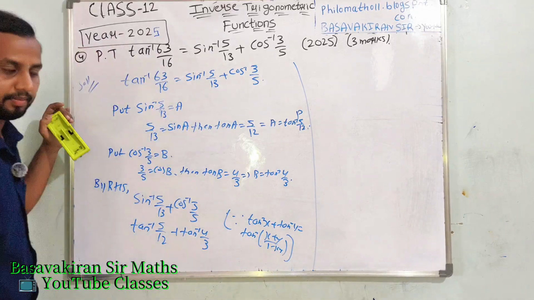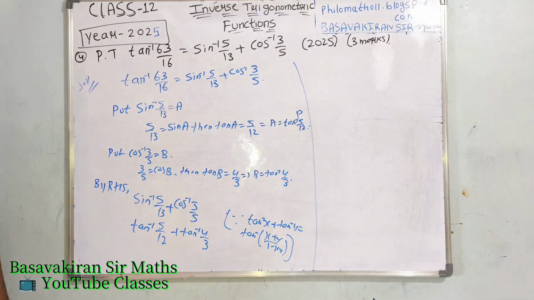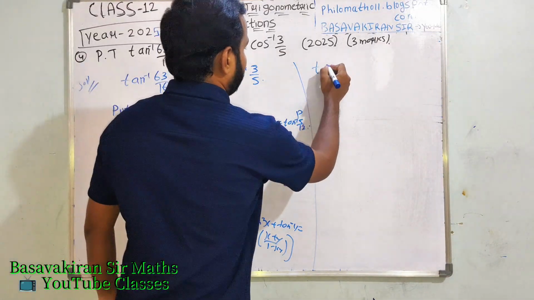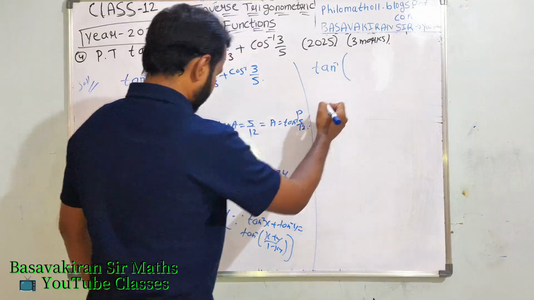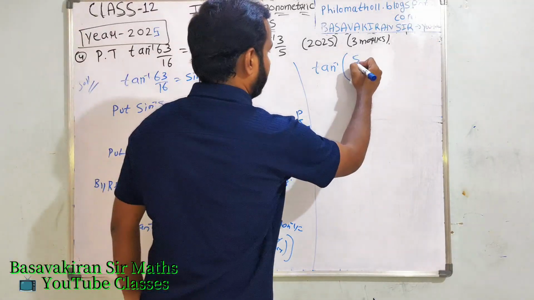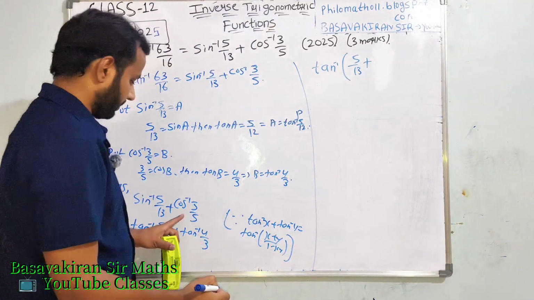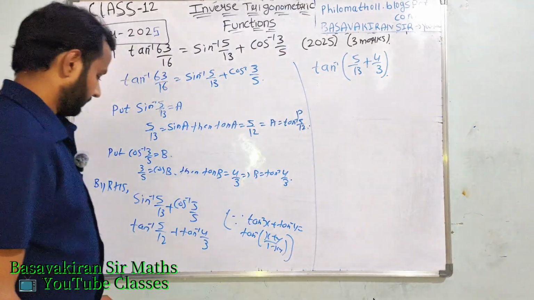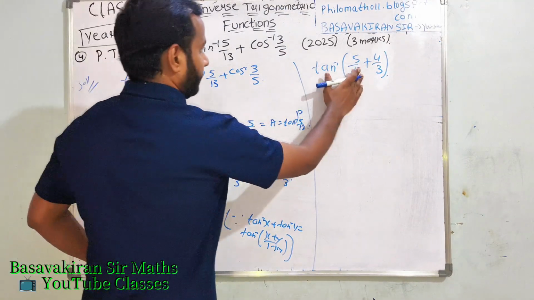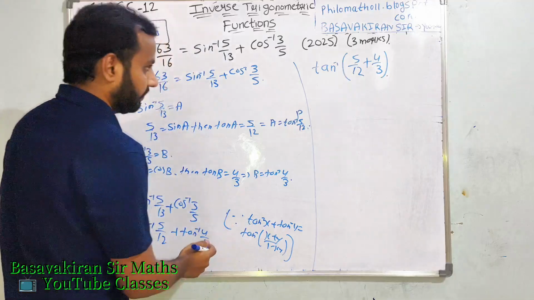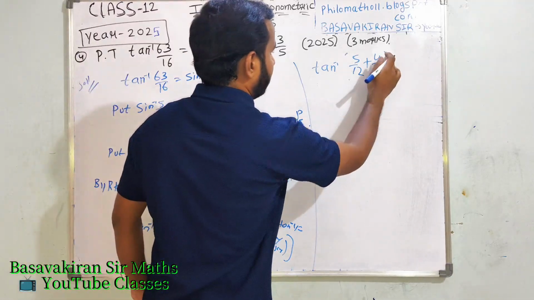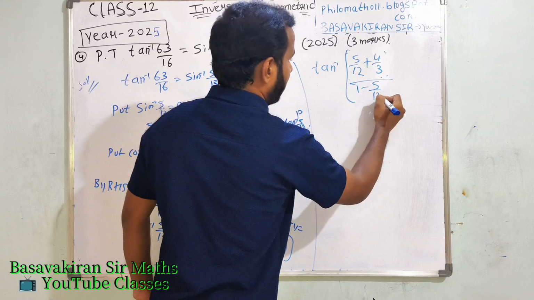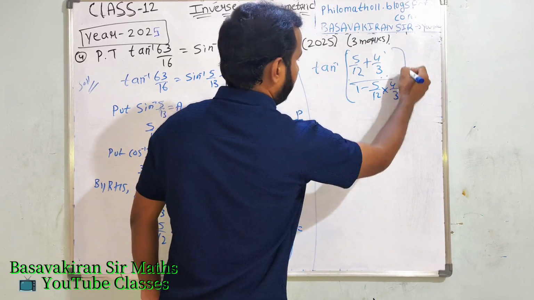This is the formula we can apply here. If we apply this, what do you get? Tan inverse of x plus tan inverse of y, where x is 5 by 12 and y is 4 by 3, so tan inverse of x plus y divided by 1 minus xy, that is 5 by 12 plus 4 by 3 divided by 1 minus 5 by 12 into 4 by 3.